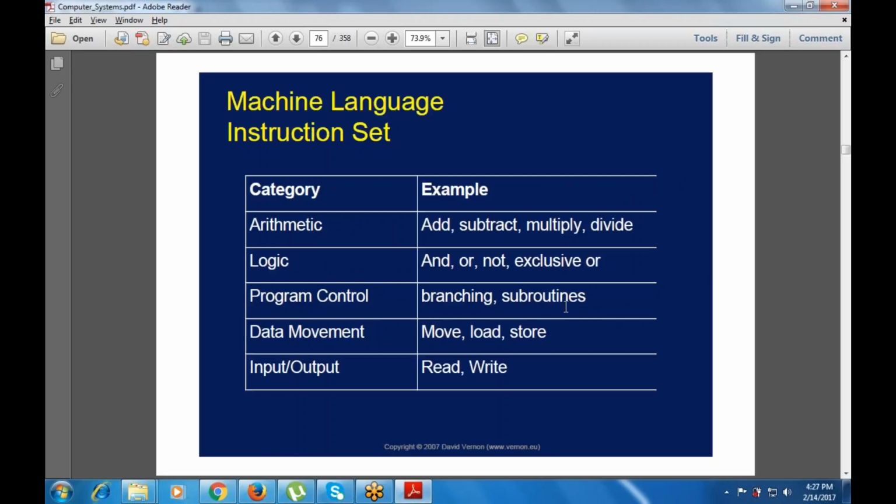Then the machine language instruction set has categories with examples. One is the arithmetic category, for example add, subtract, multiply, divide. The next is the logical category: and, or, not, exclusive or. Then program control, that is branching and subroutine. Then data movement: move, load, store, input, output, that is read and write. These are the various categories and examples.